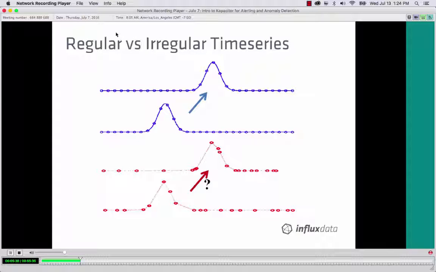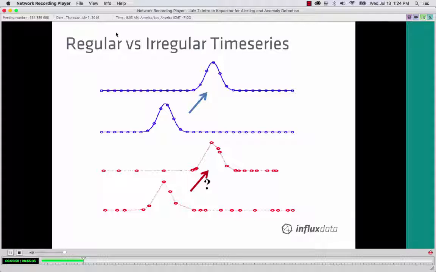Within time series, there are two major categories: irregular time series and regular time series. Regular time series is the first graph that we have up at the top here. It comes in at a regular interval. So every 10 seconds, every minute, every 2 minutes, every 15 minutes, every day, the data comes in at some regular, known interval. That's regular time series.